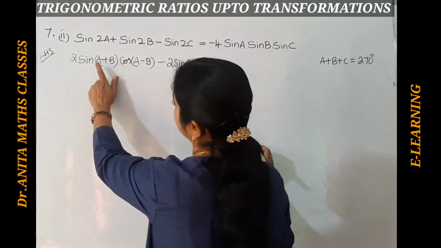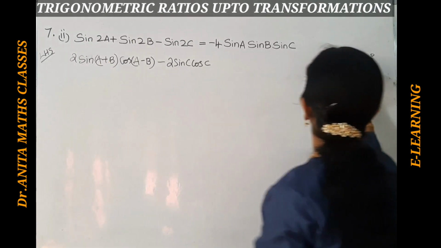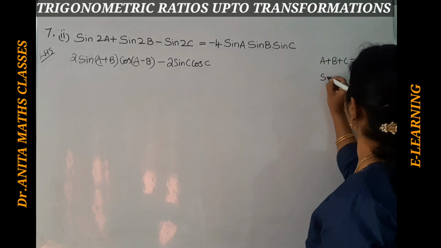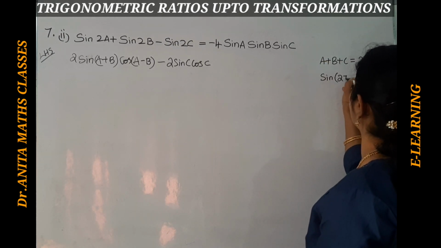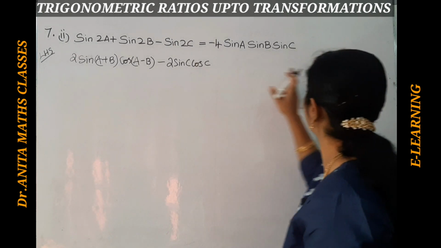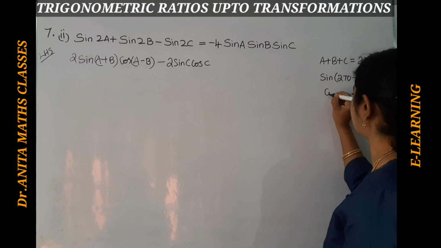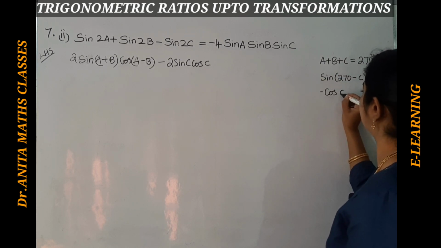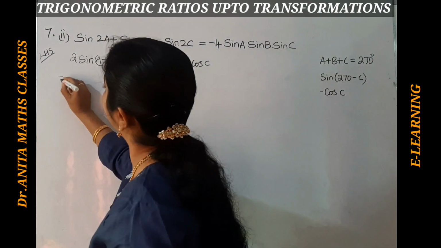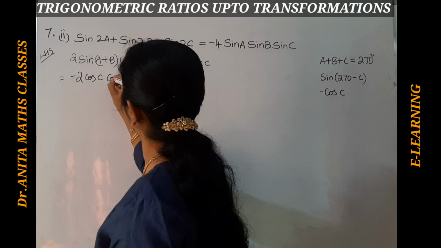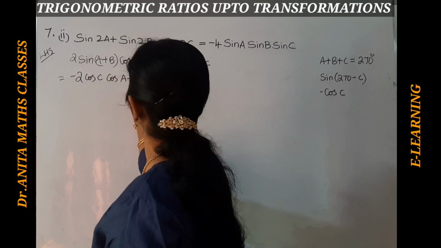Here instead of A plus B, we will write 270 minus C. So that becomes sine of 270 minus C. Because we have sine A plus B, sine 270 minus C is again cos complement, and in the third quadrant negative, so minus cos C. So that becomes minus 2 cos C cos A minus B.